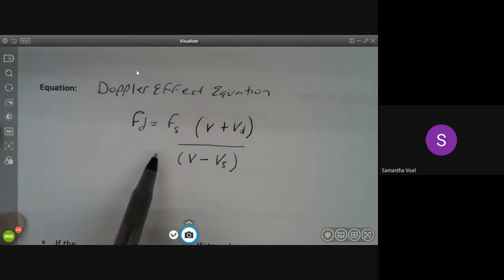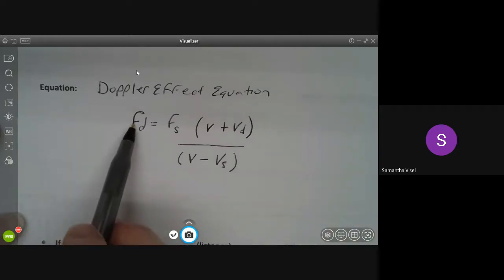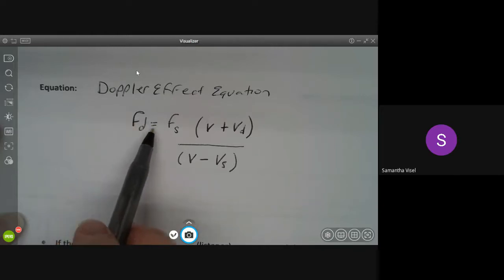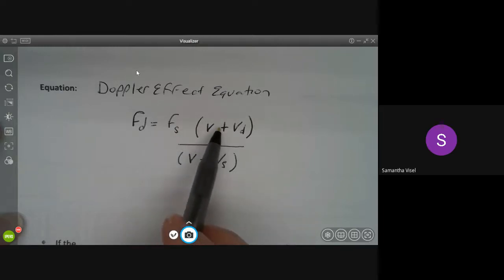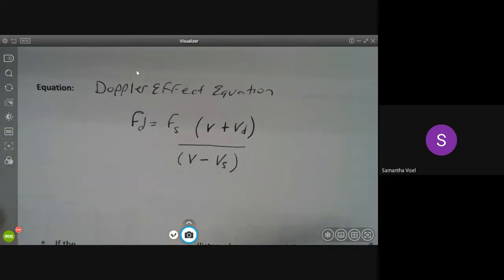Another walkthrough, to make sure all our subscripts and everything are right. So F subscript D is equal to F subscript S, parenthesis, V plus V subscript D over V minus V subscript S. It's very important that this is a plus on top and a minus on the bottom. Sometimes we make these the same sign, both pluses or both minuses. Top has to be a plus, bottom has to be a minus.